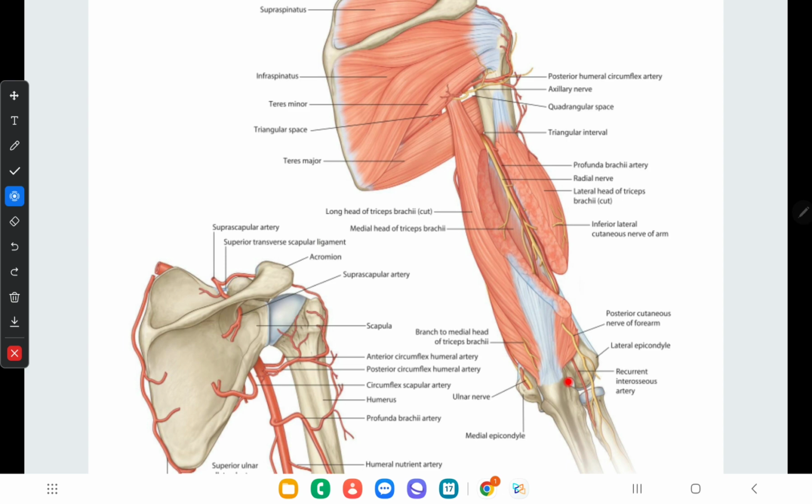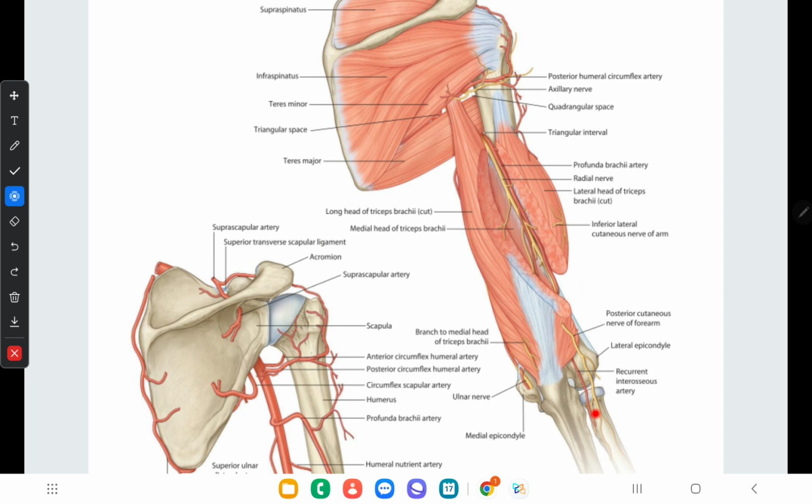Then there are two cutaneous branches which arise when the nerve is in the spiral groove as well. Those are the lower lateral cutaneous nerve of the arm. That means here this is the lateral side of the arm. It gives lower lateral cutaneous innervation to this area. And also it gives the posterior cutaneous nerve of the forearm. To the forearm it gives, here you can see the branch, posterior cutaneous nerve.